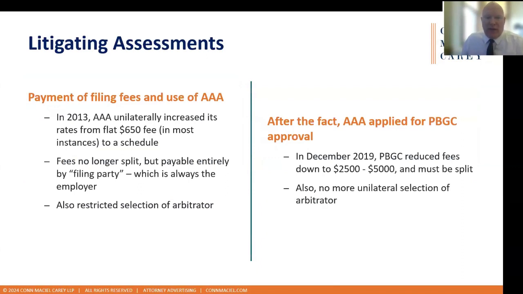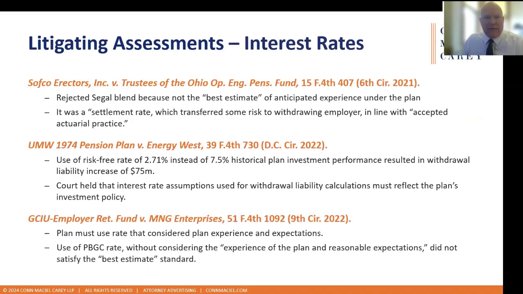You may have to use the AAA. I won't talk too much about that. That was another issue that even the AAA was gouging employers, but that's been stopped. And then pay attention to these interest rates. Remember, I said earlier that there are several circuit court cases here in the last couple of years, and you can see 2021 and then 2 of them in 2022. So you got the 6th Circuit, the DC Circuit, and the 9th Circuit, all struck down what was generally known as the Segal blend. And it was these actuarial interest assumptions that they were using, where they were using different rates to determine the withdrawal liability than they were to determine their own funding rates.